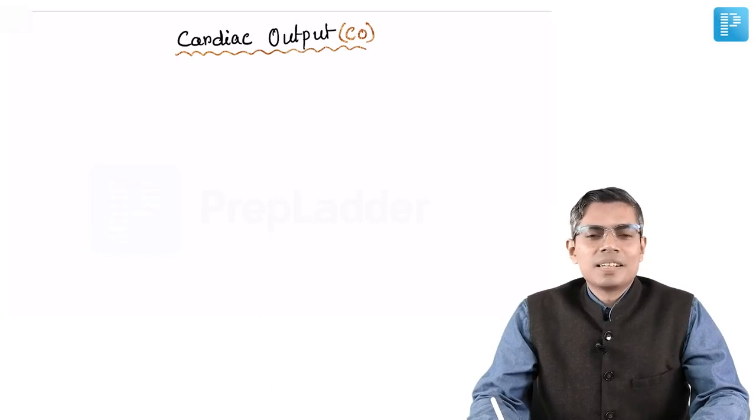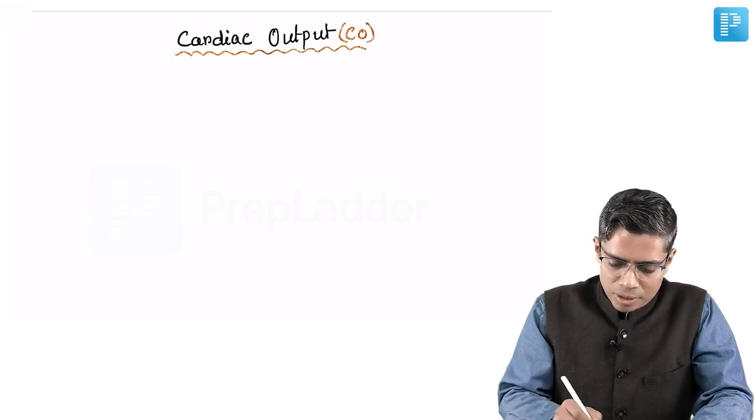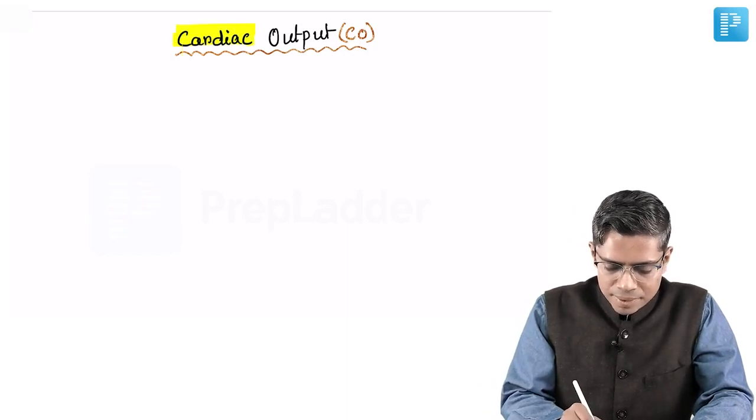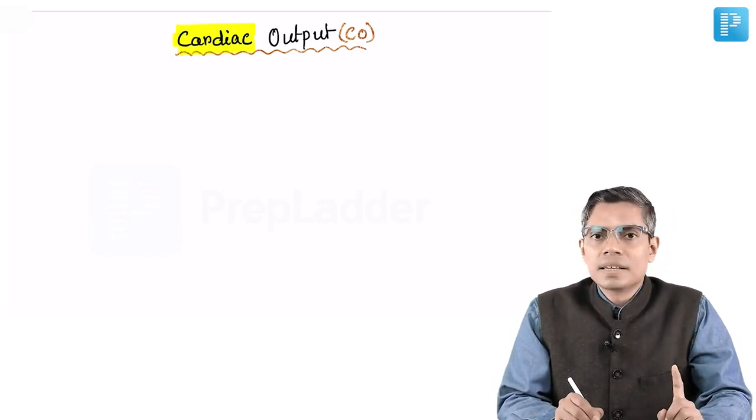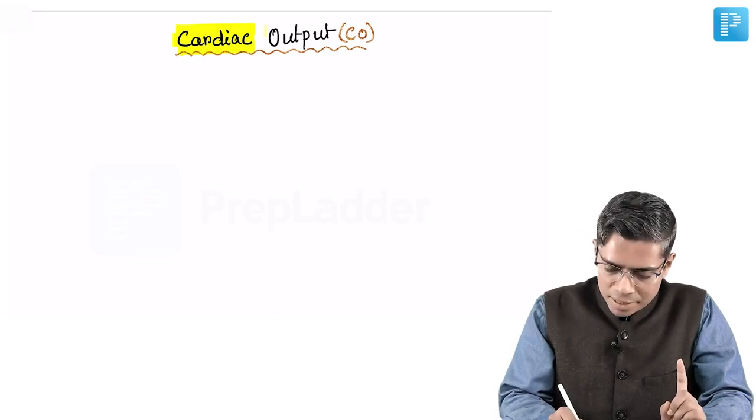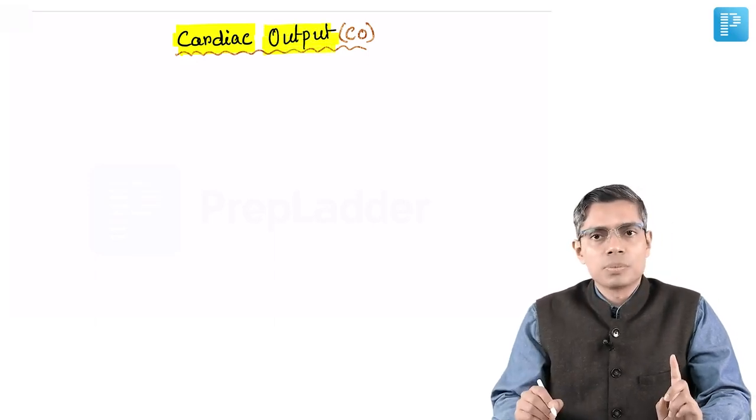Hello student, now we are going to discuss cardiac output. So all of you know the definition of cardiac output. It is the volume of blood ejected by a single ventricle in 1 minute, right? That is the definition of cardiac output.